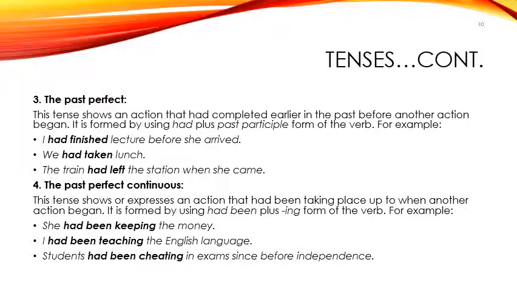And lastly, we have past perfect continuous tense. This tense is used to express that an action had been taking place up to when another action began. It's formed using had been plus a verb taking ing form. For example, she had been keeping money. I had been teaching English language. Students had been cheating in exams since before independence.